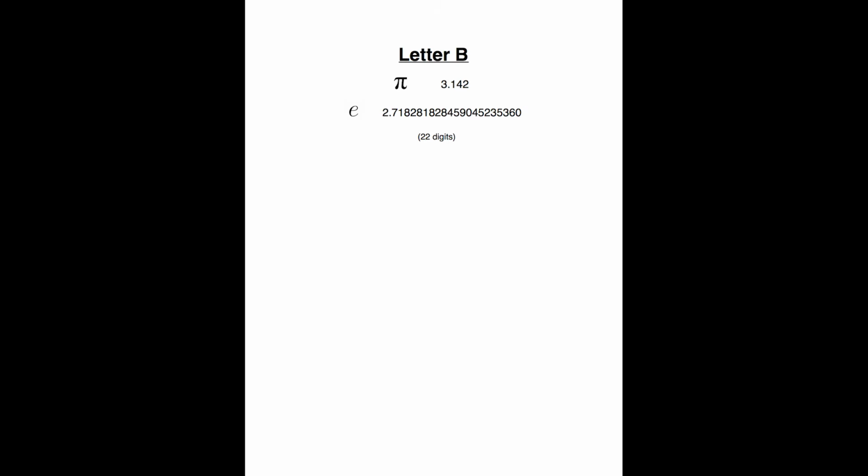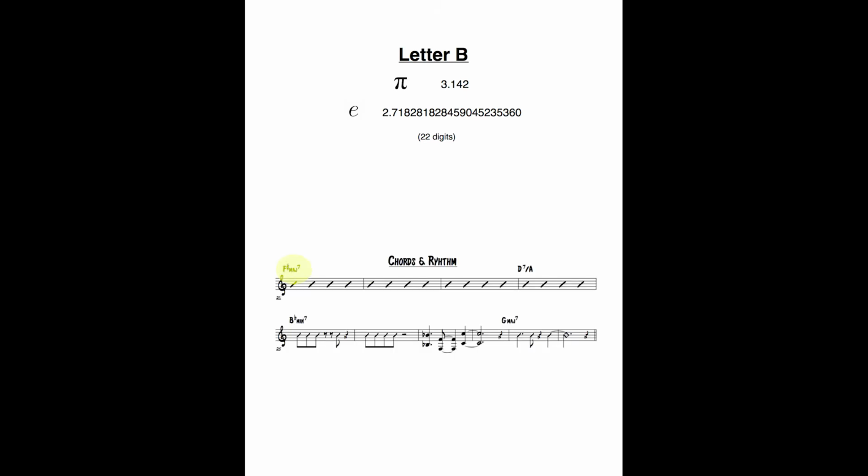Okay, next we have letter B, and I used pi, and I used E, Euler's number, and I used 22 digits of E. So first we have pi. If you notice, for the chords, the first chord, the F sharp major 7, I played it for 3 measures, and then the next chord, the D7 over A, is 1 measure, and then the next chord, the B flat minor 7, that's 4 measures, and the G major 7 is 2.